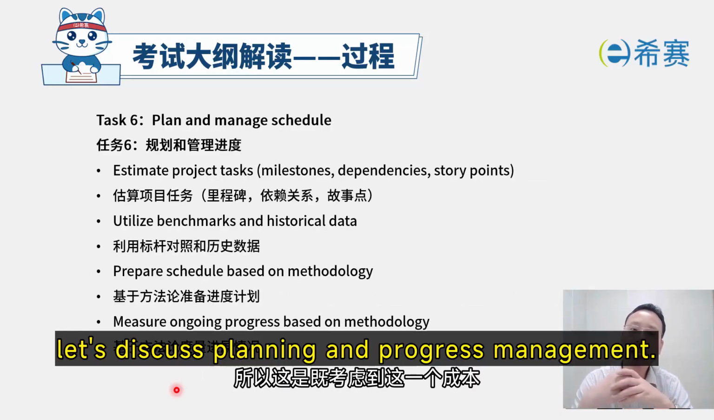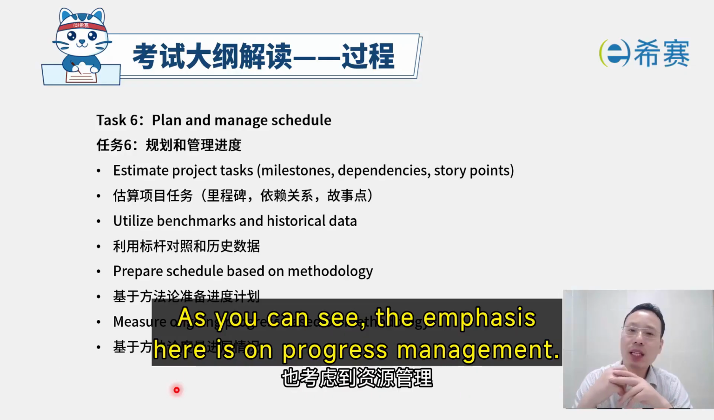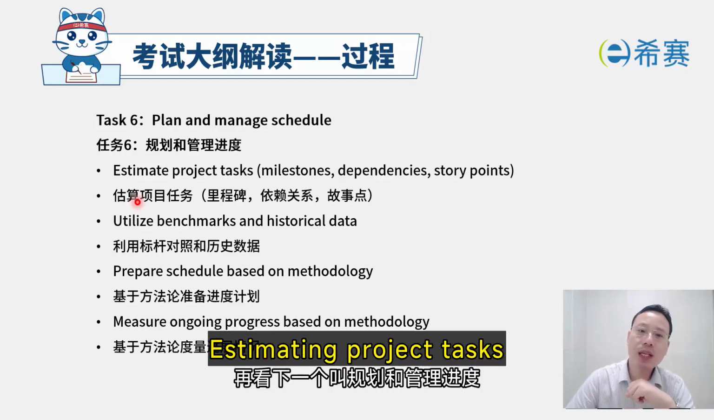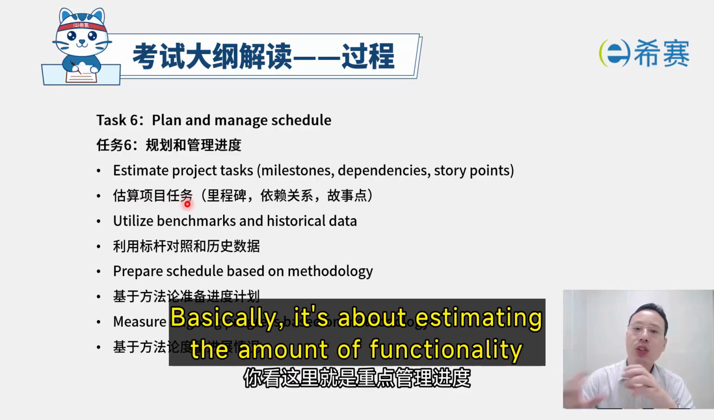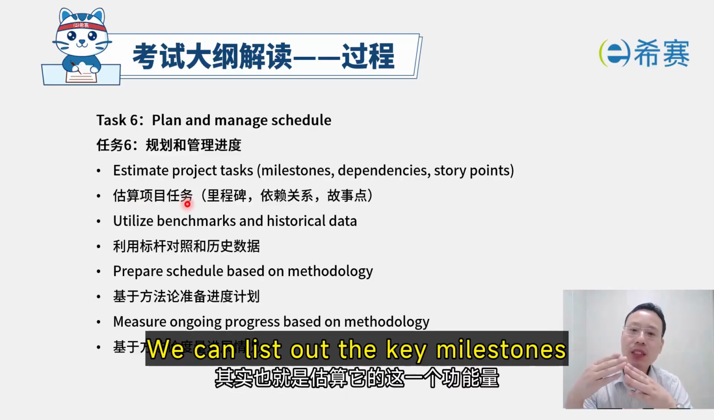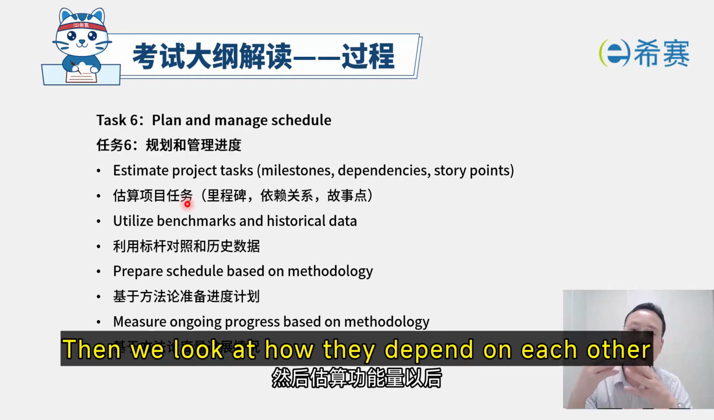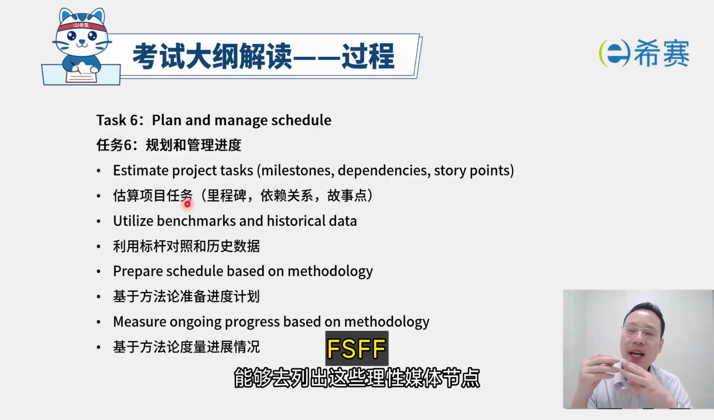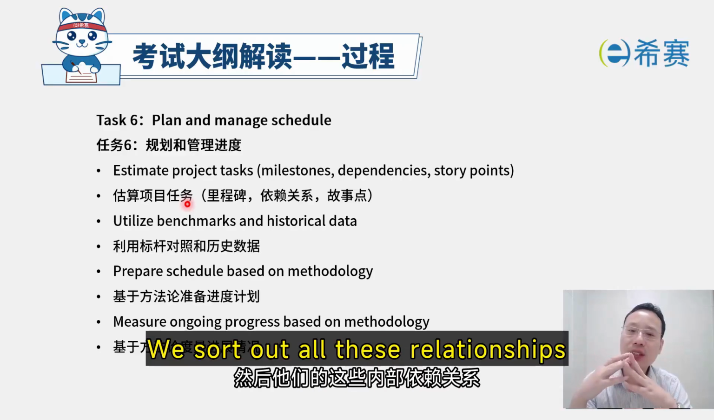Now, let's discuss planning and progress management. As you can see, the emphasis here is on progress management. It starts by estimating project tasks. Basically, it's about estimating the amount of functionality. Once we've done that, we can estimate the time frame. We can list out the key milestones. Then we look at how they depend on each other and on external factors. We sort out all these relationships.